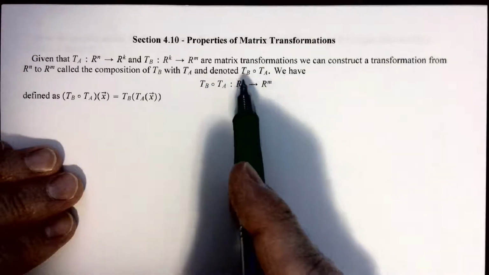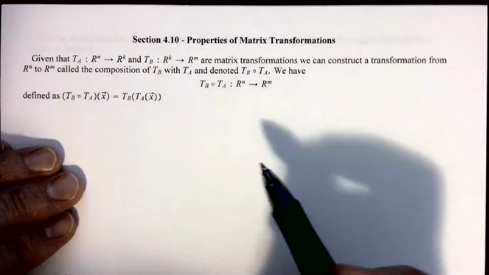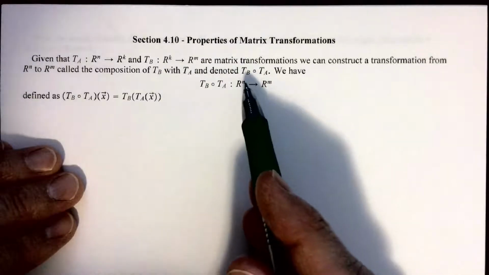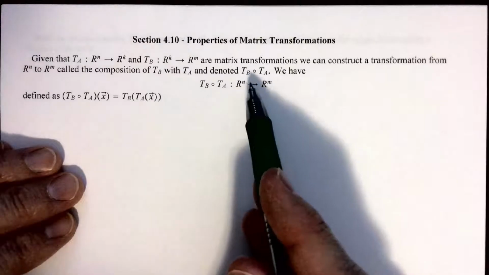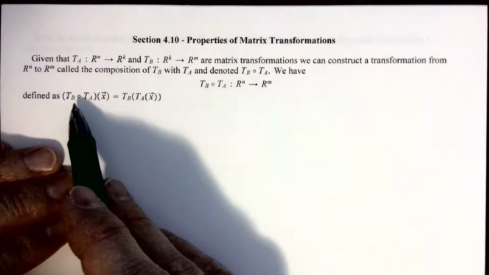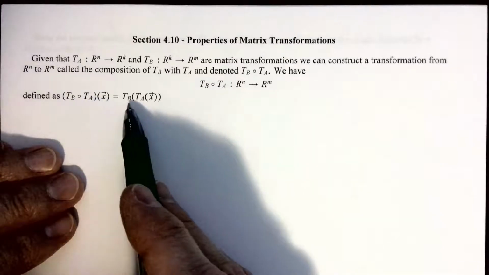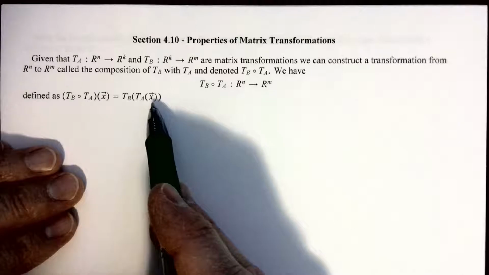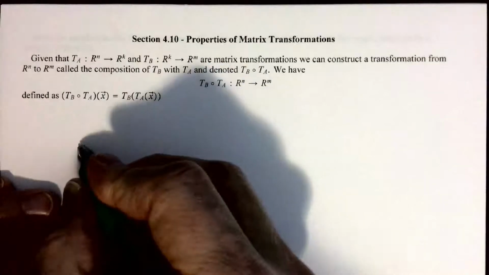And you've seen this notation. We talked about composition of functions. F circle G, right? F of G of X, right? And that's exactly what it is. This TB composed with TA, TB circle TA, is TB of TA of X. And so, right, we're composing the two together.